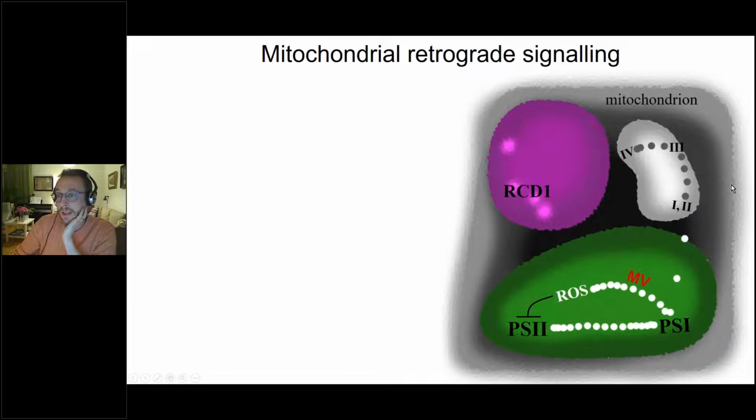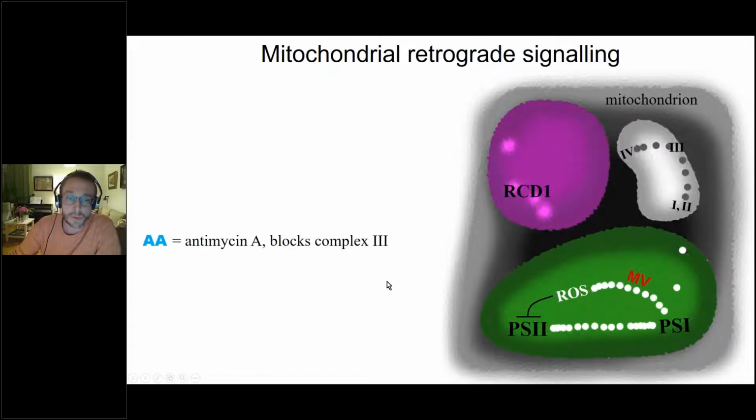It has its own electron transfer chain, going from complexes 1 and 2 through complex 3 and then respiratory complex 4. And one very widely accepted way to study mitochondria in vivo is the use of blockers. One of these blockers is antimycin A. So antimycin A blocks electron transfer through mitochondrial complex 3 over here.